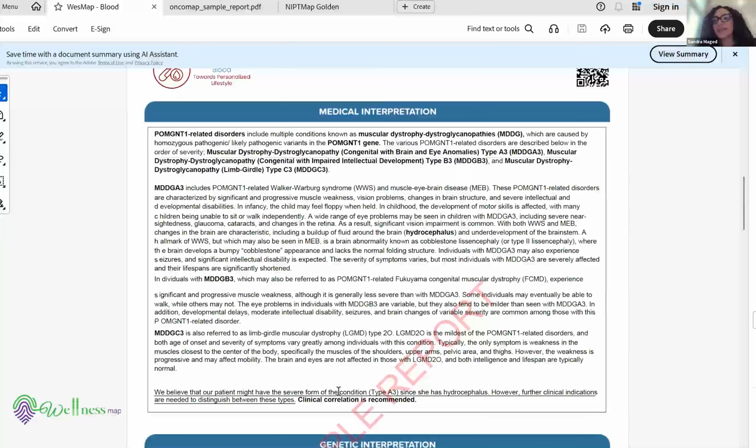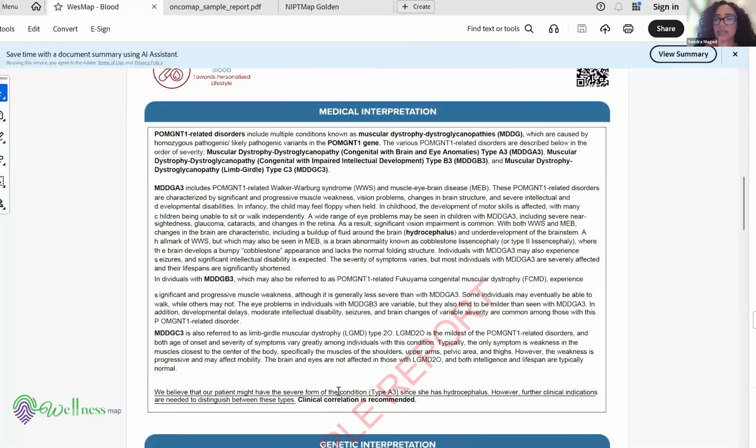Okay, after that, we have the medical interpretation, which is very, very important. The whole exome sequencing could be a very challenging report to understand, but Wellness Map has the medical interpretation integrated into the report, so it guides the physician to understand what condition this patient might have and how they can understand it more. I'm not going to go through it specifically because this one is very specific for each sample report.